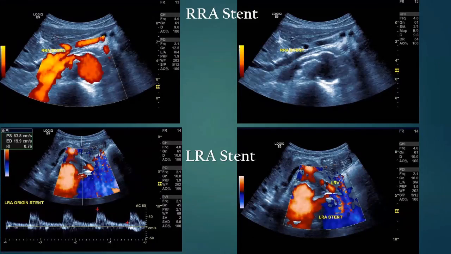And then here we have our right renal artery stent, just grayscale, and the power Doppler. For the left renal artery stent, here you can see we went to the directional power Doppler to get the color to fill throughout. And like I said, you can obtain spectral Doppler. It's very, very helpful with these studies.